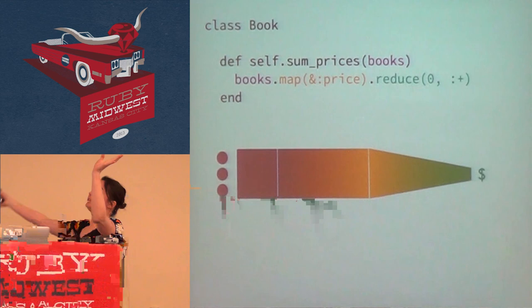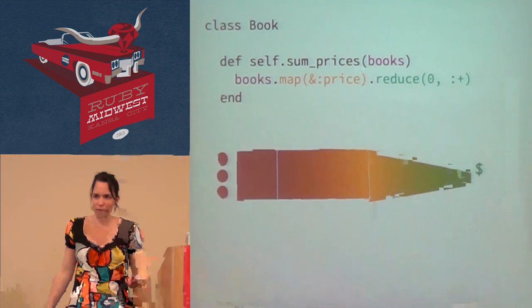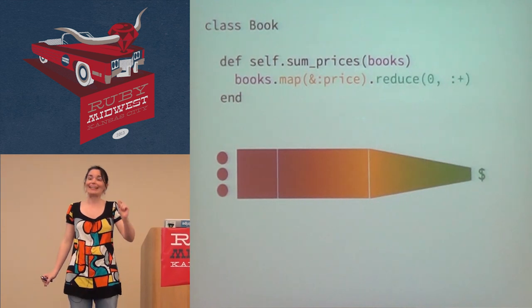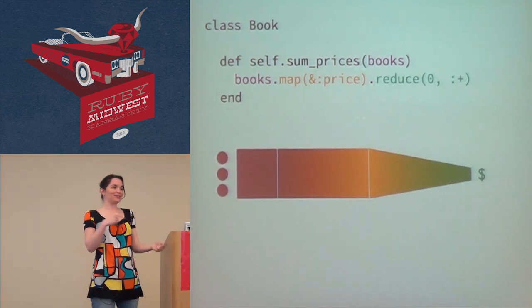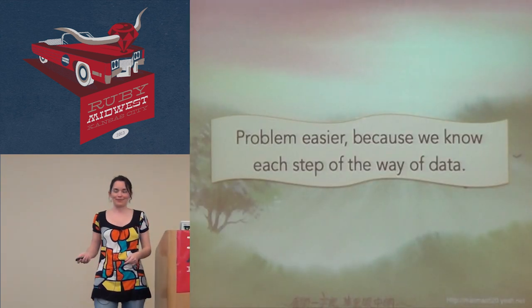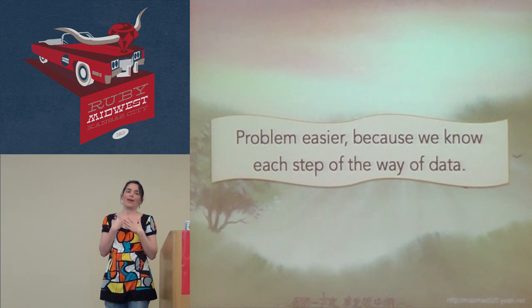In fact, it was so important that I wrote a blog post about it, and the blog post was so popular that people translated it into Chinese. And so I went to that page and I had Google translate it back, and this is what I learned. Problem easier. Because we know each step of the way of data.